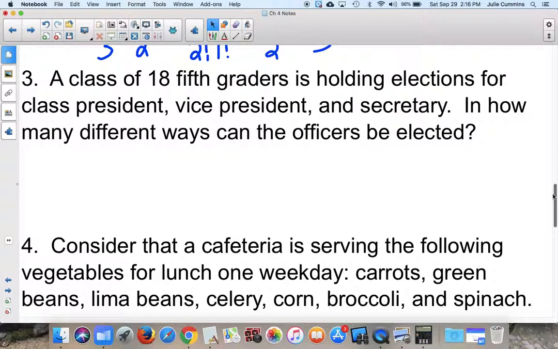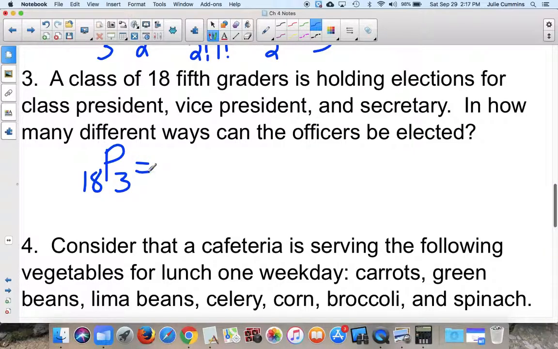Number 3, a class of 18 fifth graders is holding elections for class president, vice president, and secretary. And how many different ways can these officers be elected? We're assuming the same person can't be all 3 of those. So in this one, since these are different offices, president, vice president, secretary, order matters. So we can think of it as a permutation. Okay? We have 18 people to choose from, and we are choosing 3 of them, president, vice president, secretary. So it's 18 permutation 3.